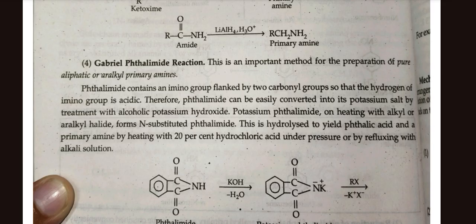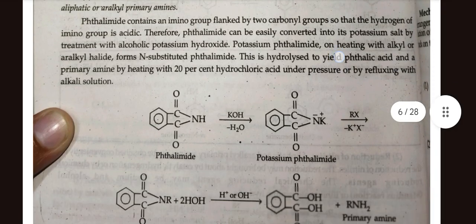is acidic. Therefore, phthalimide can be easily converted into its potassium salt by treating with alcoholic potassium hydroxide. Potassium phthalimide on heating with alkyl or aryl halides forms N-substituted phthalimides. This is hydrolyzed to yield phthalic acid and a primary amine by heating with 20% hydrochloric acid under pressure or by refluxing with alkali solution.